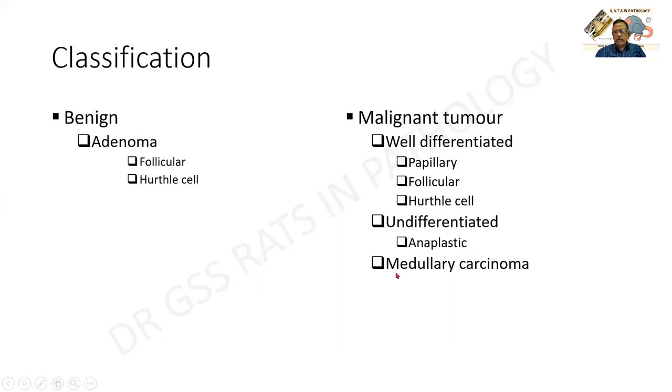And the last group will be the medullary carcinoma. It arises from the C cells. So the tumors of the thyroid, benign and malignant. Benign is follicular. Malignant, it can be papillary, follicular, and Hürthle cell. The undifferentiated tumors are anaplastic in appearance and medullary carcinoma thyroid. So very small classification, please learn it by heart.